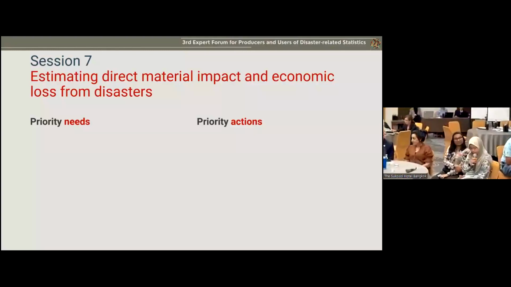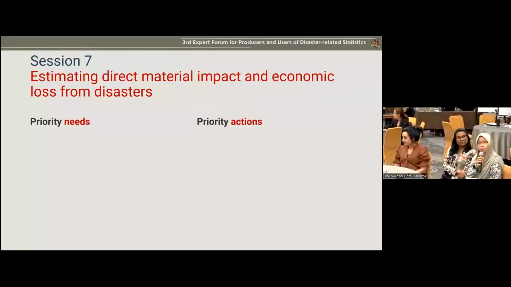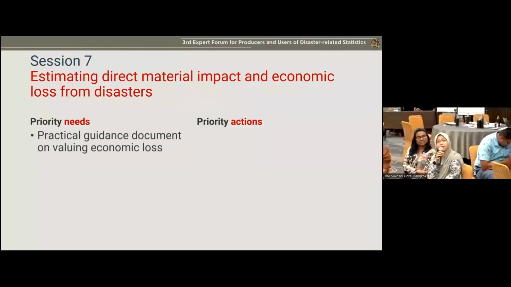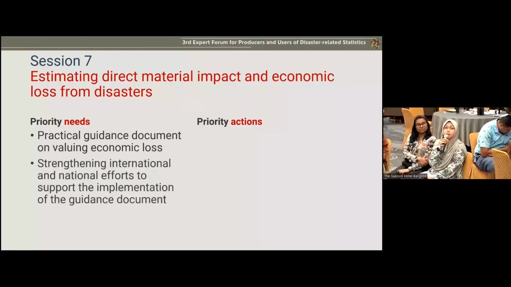So what are the best practices, challenges, and way forward? So the priority needs we have identified is a practical guidance document on valuing the economic loss that can be used by all the countries as a reference. And the second one was the strengthening of international and national efforts to support the implementation of the guidance document. And of course, it will come with actions.